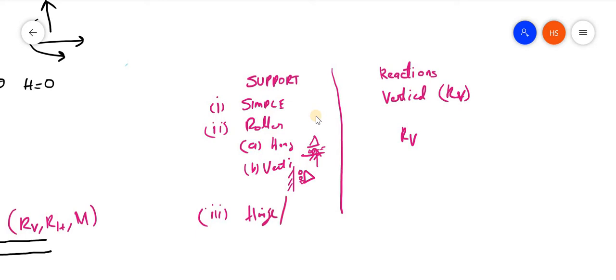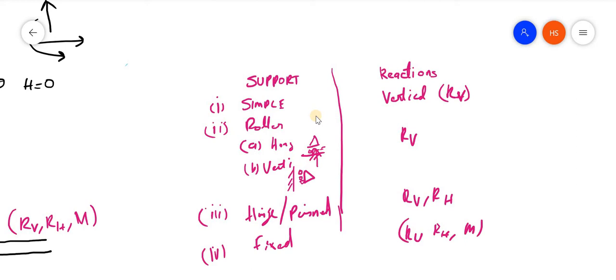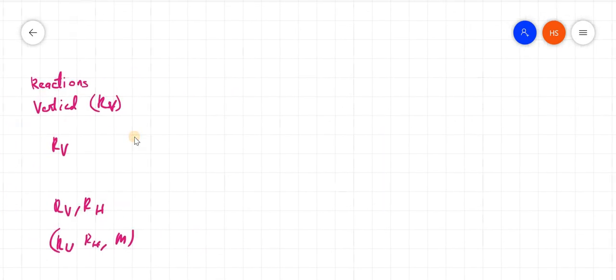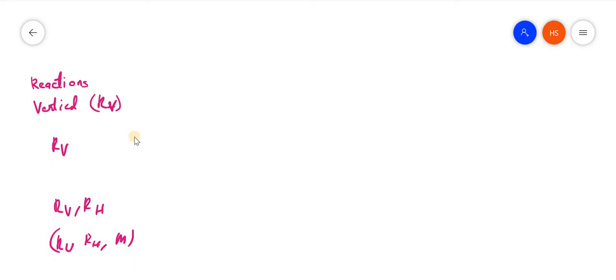The hinge support is also known as pinned support. It is having vertical and horizontal reaction. And the last one it is a fixed support. That means it is having vertical, horizontal and moment is there. Okay. Now based on this types of supports, now it is the type of beams.